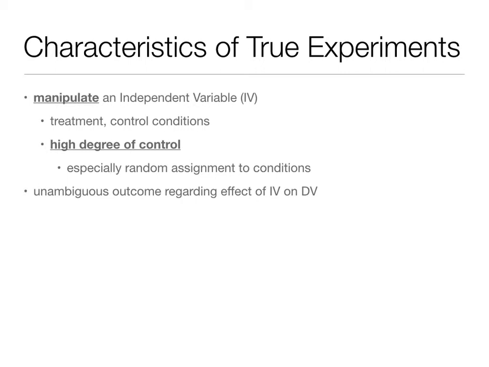What this is called is internal validity. So again, we have internal validity when it's clear that our manipulation of the independent variable is what caused change to the dependent variable. So again, that's really what we're looking for in these true experiments.